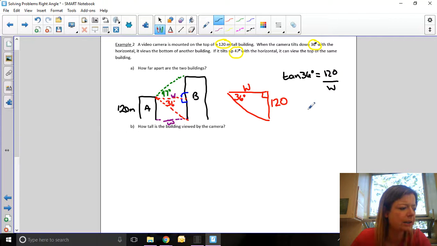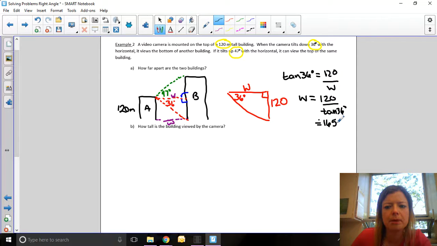So we find then that W equals 120 divided by tan 36 degrees, which comes out to be approximately 165 meters. So therefore, you can write a nice sentence. The buildings are about 165 meters apart. But now they want to find out how tall the second building is. How tall is this building?